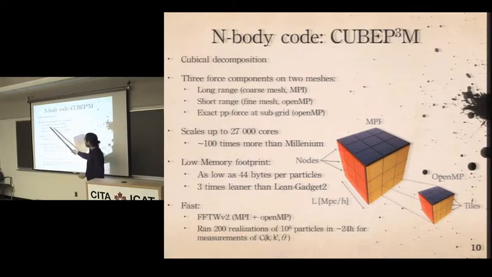The long-range force of gravity is solved on a coarse mesh, it's MPI parallel. The short-range gravity is solved on a finer mesh, it's OpenMP parallel, and the two are matched with a kernel, and we also have PP interaction at the subgrid level. This code is highly performant, it scales up to 27,000 cores, which is 100 times larger than the Millennium simulation. It has a low memory footprint, lower than Gadget, and it's very fast because it uses FFT. It's optimized for speed as well.